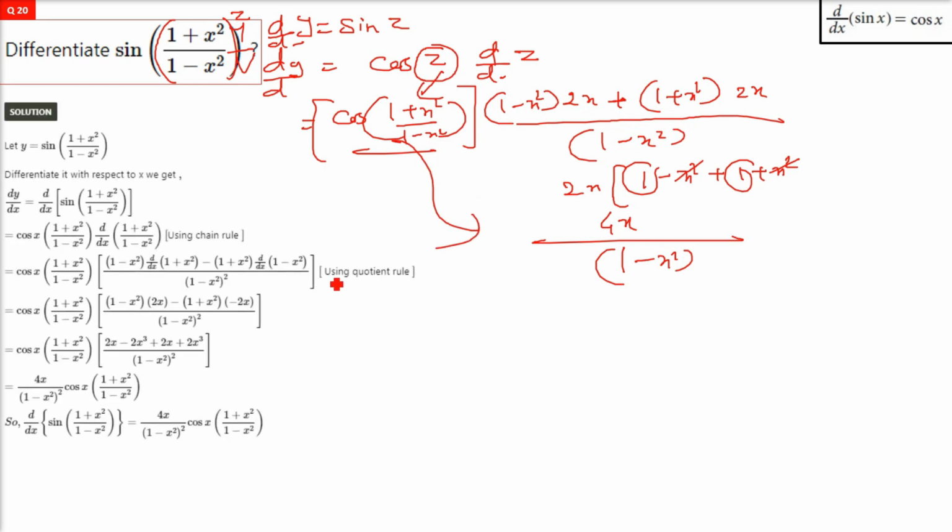So (1 minus x square) to the power whole square. And here I'll just write the square in the denominator. So cos of (1 plus x square) by (1 minus x square). This is going to be your final answer. This is (1 minus x square) whole square in the denominator. Please remember. Okay. So in this kind of differentiation, we have used the normal version and then the quotient rule and the chain rule.